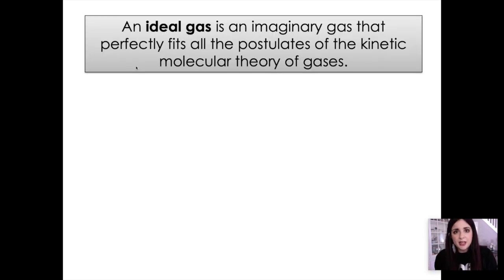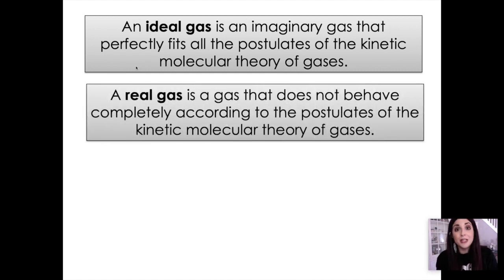There's two different types of gases. Gases should follow all 5 postulates of the kinetic molecular theory, and when they do, we call that an ideal gas, right? Ideal gases will follow all the postulates of the kinetic molecular theory of gases. However, a lot of gases don't follow all 5 postulates, and we call those types of gases real gases. Real gases do not behave according to those 5 postulates.